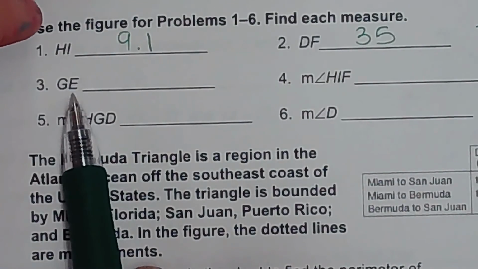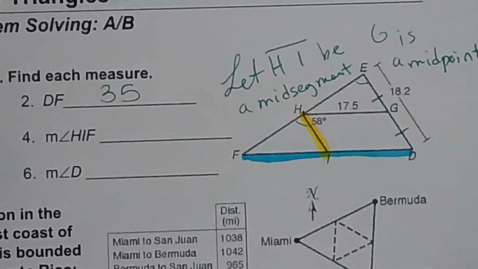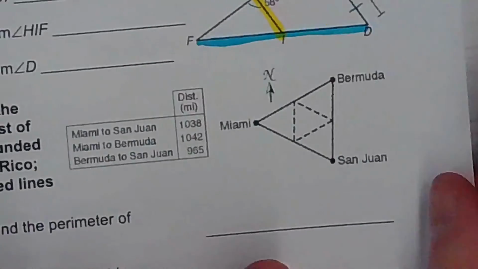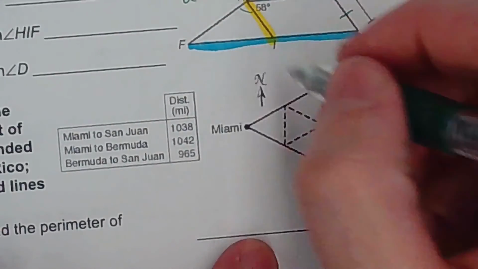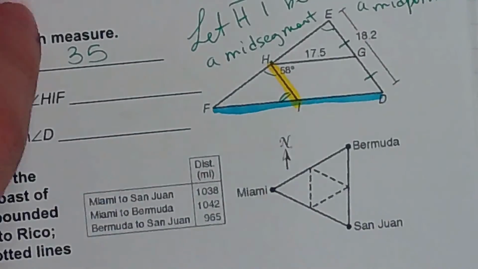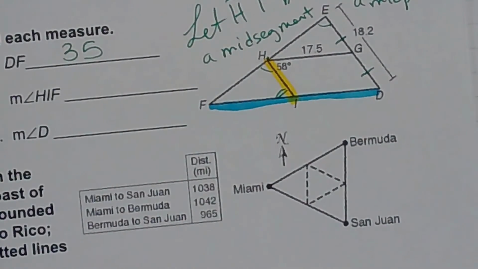GE. How do we find the length of GE? I bet you can figure it out on your own. Moving on. How about HIF? HIF. That's this angle right here. HIF. How do we know that angle? Oh, me. Marcus. We know that it's 58 degrees. Why do we know it's 58? Because alternate interior angles. That's what I'm talking about.